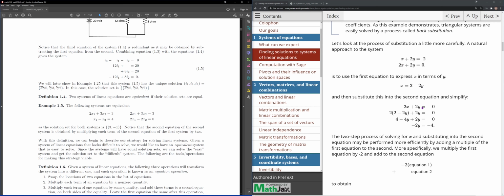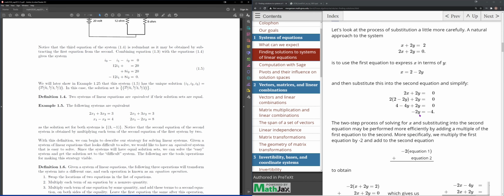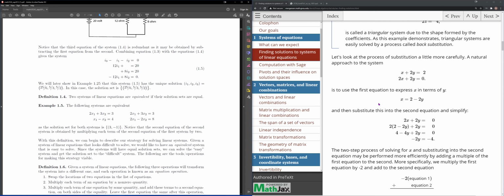Your second equation is 2x plus 2y, and you take the 2 minus 2y and substitute it into this. When you do, you get an expression purely in terms of y, which you can solve for y. And when you do that, you get y is equal to 2. Once you get y is equal to 2, you then need to figure out what x is. So you put y is equal to 2 into this, and you get 2 minus 4, which is minus 2. So your answer here would be x is equal to minus 2, y is equal to 2.